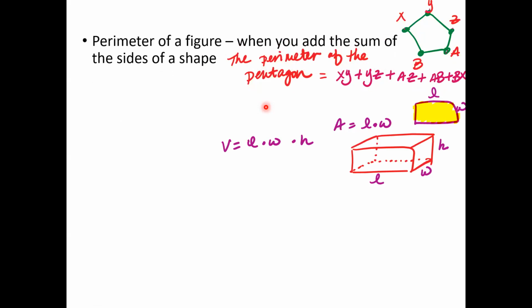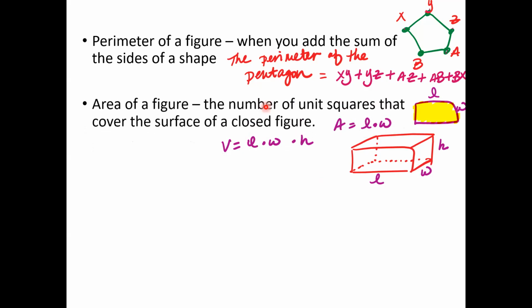Perimeter of a figure. What would you define the perimeter of something? No, that's not it. Perimeter of a figure is like you building a fence around something. To build a fence around something, what would you need to do? You add all of the sides together, right? To build a fence. Area of a figure is like you painting inside the figure, okay? Like how much paint do you need? Perimeter is how much fencing do you need? Do you see the difference there?